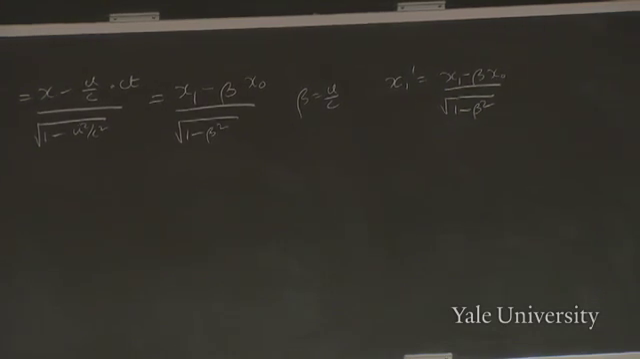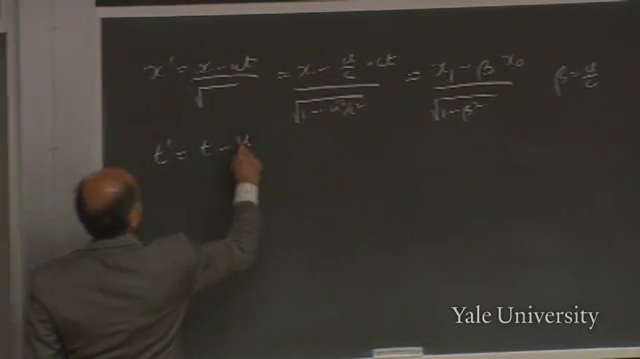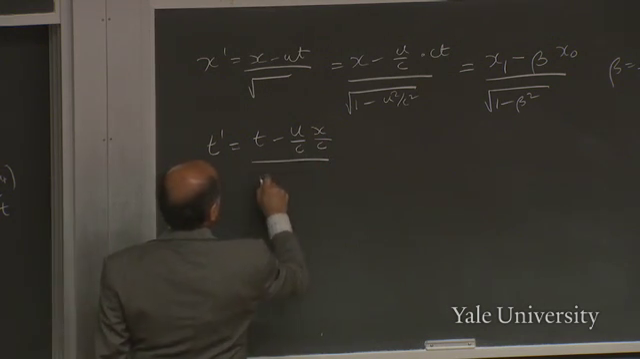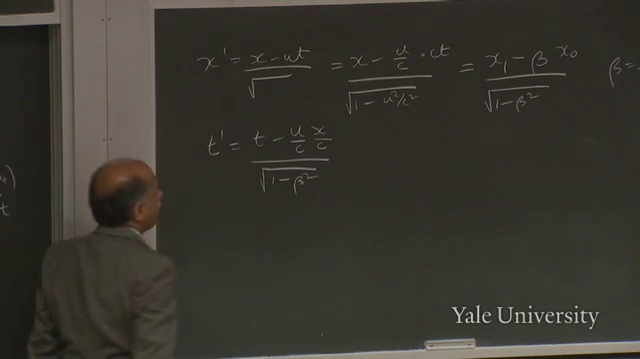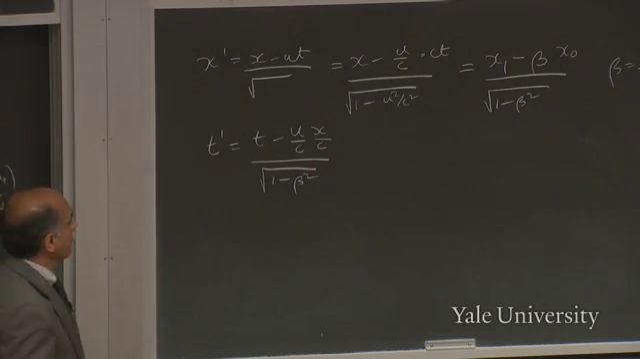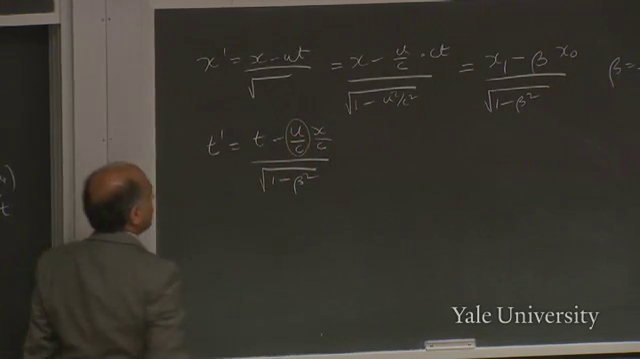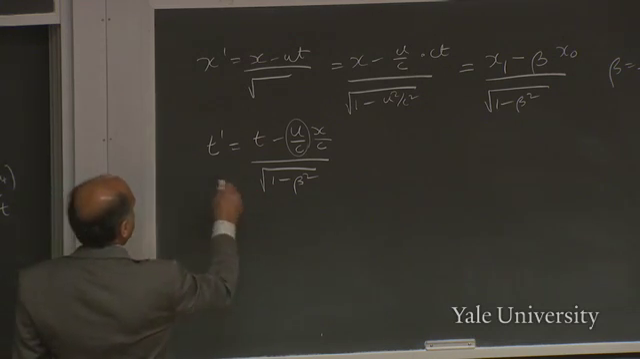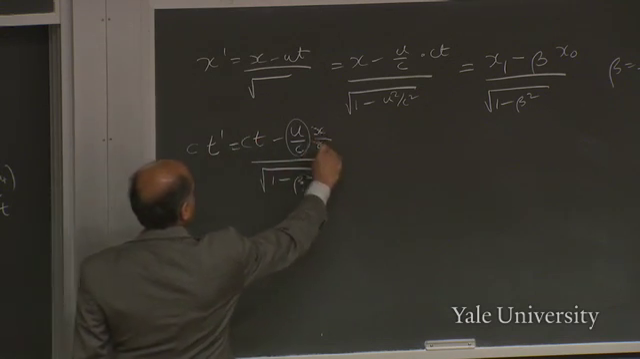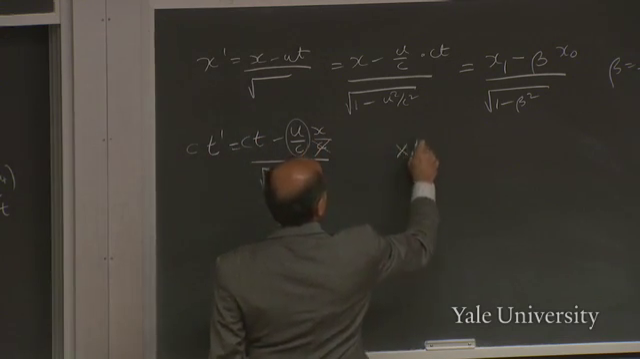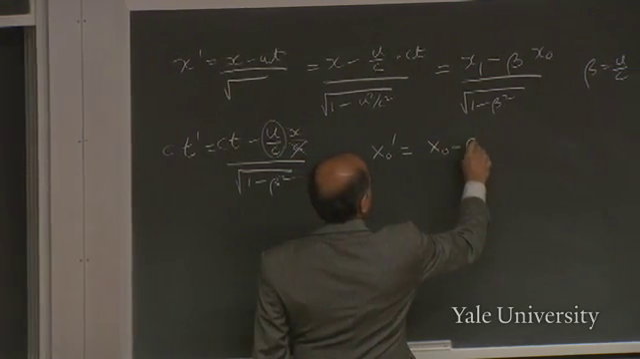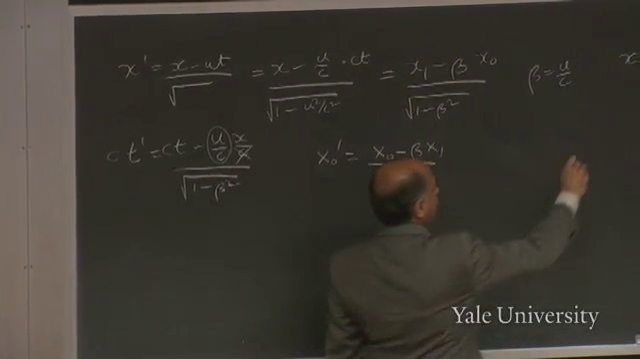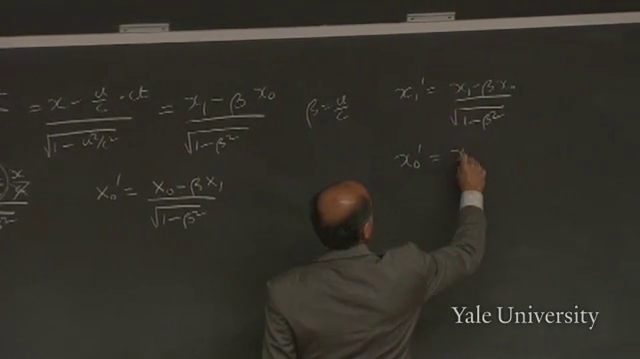What's the transformation law for time? Remember, t prime was t minus ux over c squared, divided by root 1 minus beta squared. Beta squared is clearly what's sitting downstairs. u over c is beta. So what do you think we should do? We should multiply both sides by c. Because if you multiply both sides by c, put a c there, and get rid of this one, then you find x0 prime is x0 minus beta times x1, over square root of 1 minus beta squared. So let me write that here. Now you see the relationship between the coordinates is nice and symmetric.